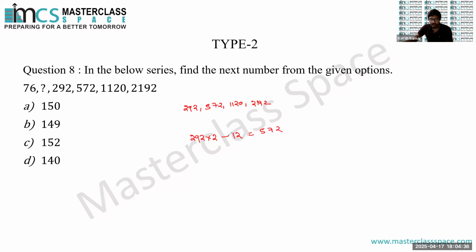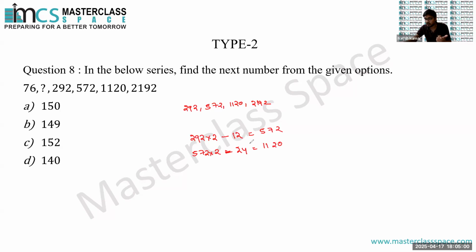Yes. Okay, fine. Now again, 1120 is closer to the multiple of 2 of 572. So I'll do 572 into 2, right? What is 572 into 2? 570 into 2 is 1140, so 572 into 2 is 1144. And from that I have to subtract 24. So then I will get 1120.